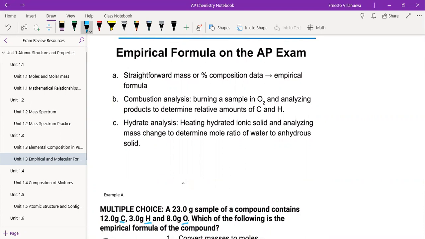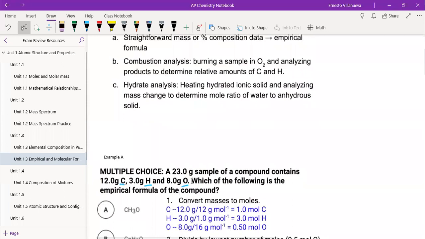So the first thing we need to do is convert everything to moles. We have 12 grams of carbon, and we're going to divide it by 12.01, which is the atomic mass of carbon. We're going to take 3 grams of hydrogen divided by 1, and then 8 grams of oxygen divided by 16, rounded up from 15.999. And we're going to end up with these values: 1 mole of carbon, 3 moles of hydrogen, and 0.5 moles of oxygen. This is in your notebook. You should have this. We did this at the early beginning of the year.